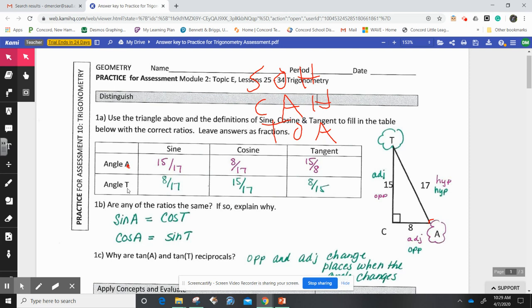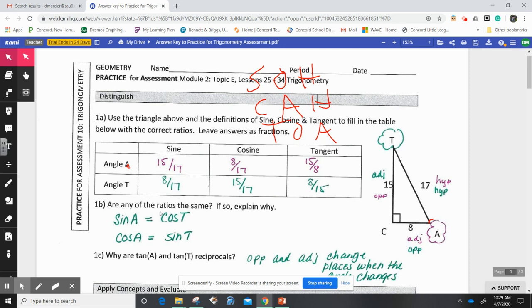Now, when I come from angle T, what's going to change is that the opposite and the adjacent are going to flip-flop, and the hypotenuse is still going to be the same thing. So if I am doing from angle T, sine is opposite over hypotenuse, so 8 over 17. Cosine is the adjacent over the hypotenuse, so 15 over 17. And tangent is going to be the opposite over the adjacent.